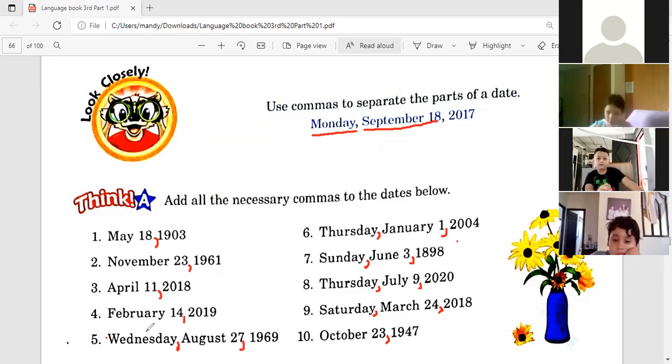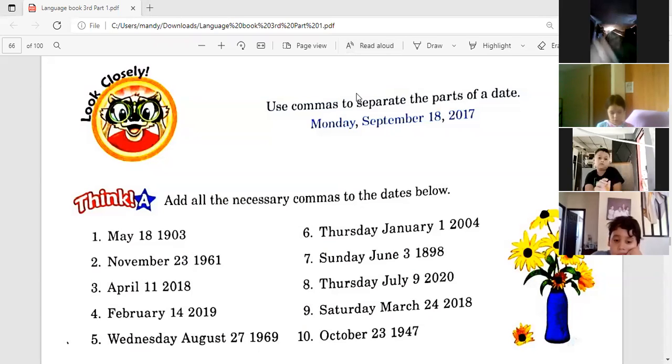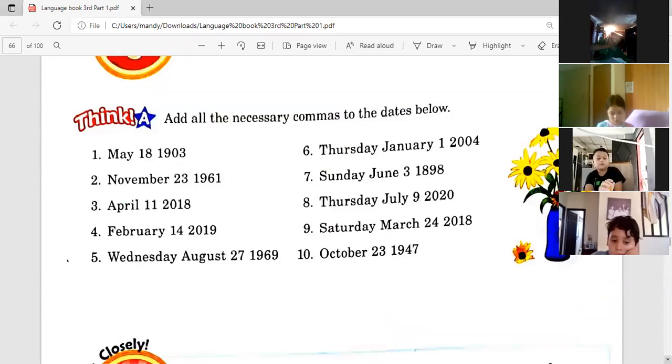Good. So let's see. If you see, we use comma to separate the parts of a date. Okay, so you have the day of a week, you write comma. September 18, you write comma. Yes, and then the year. Okay, excellent. So I think this part is clear. Yeah, okay, that's good. Let's continue.